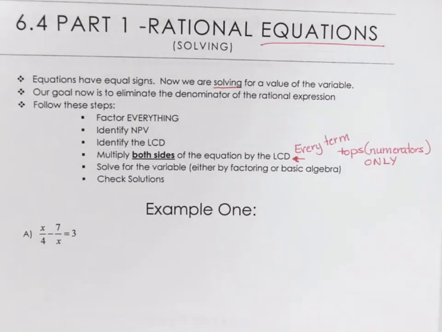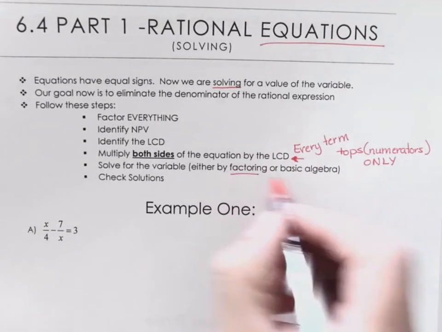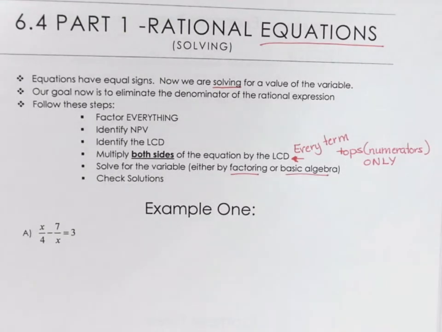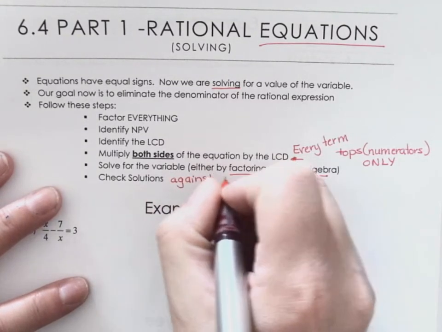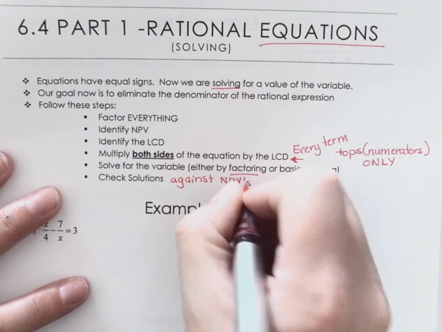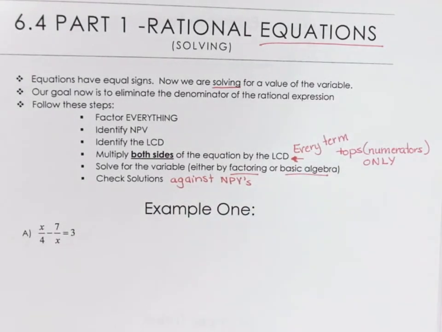We're going to solve for the variable, so either by factoring or basic algebra. Basic algebra is like 2x plus 7 equals 10. You guys can solve that, right? That's like two-step algebra. And then you're going to check your solutions, and you're checking them against your NPVs. All right, we good? So here we go, we're going to get started.